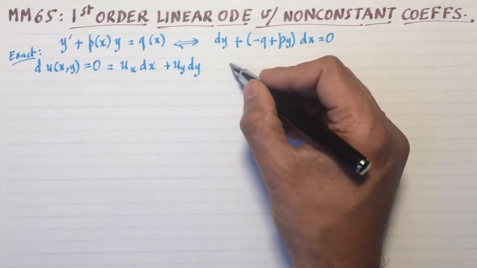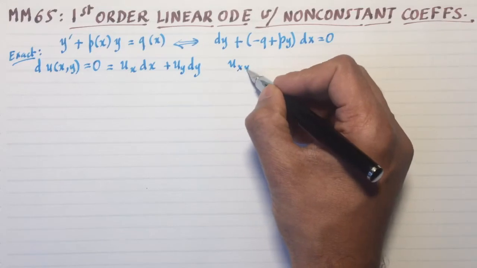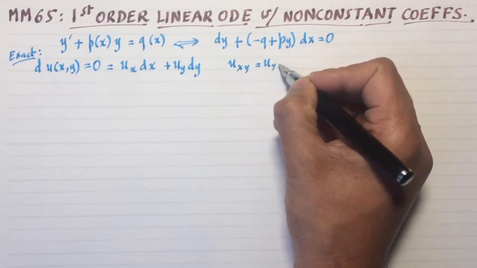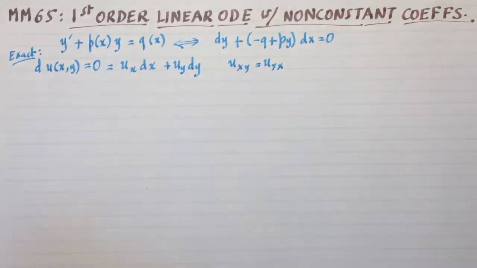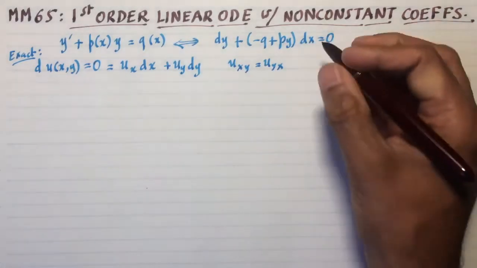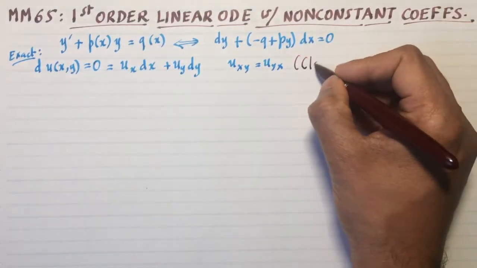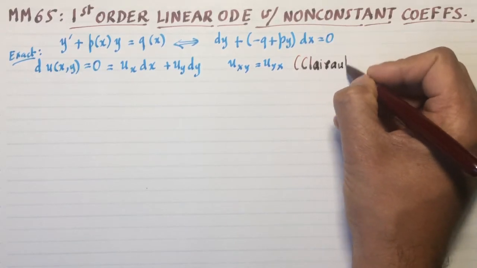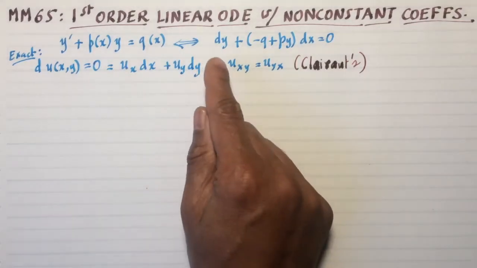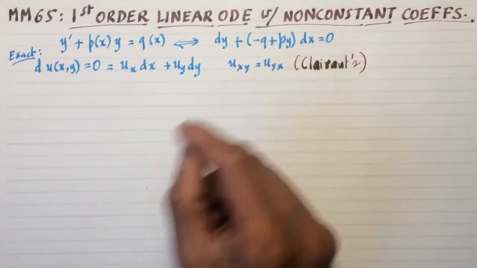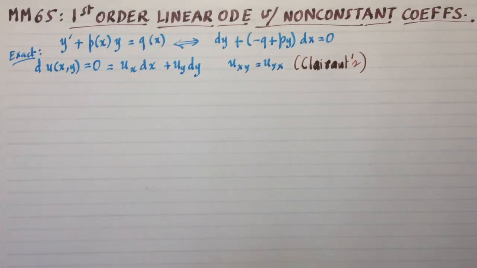And that condition is that uxy equals uyx. In other words, the mixed partial derivatives commute, and this is sometimes referred to as Clairaut's theorem. So Clairaut's theorem is a necessary and sufficient condition of exactness. However, unfortunately in this case, Clairaut's theorem is simply not satisfied. So we have to multiply it with some factor known as the integrating factor.